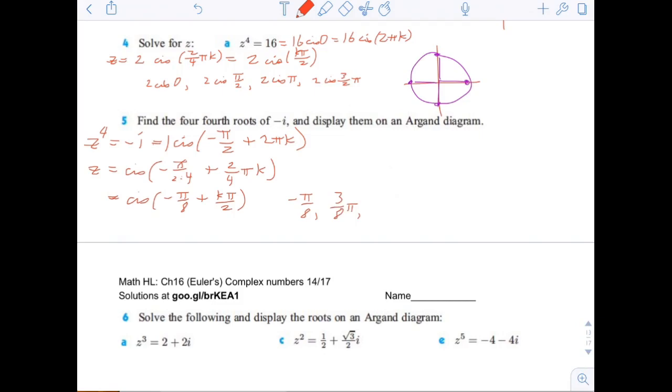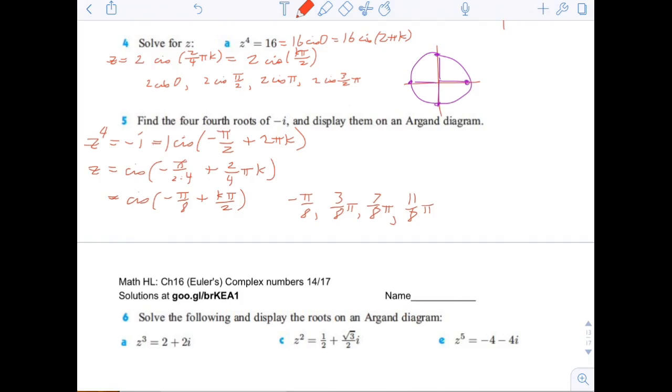And the third root would be negative pi over 8 plus pi, which would be 7/8 pi. And the last root would be negative pi over 8 plus 3/2 pi. 3/2 pi, if I make it over a common denominator of 8, would be 12/8 pi. Minus 1/8 pi would be 11/8 pi.